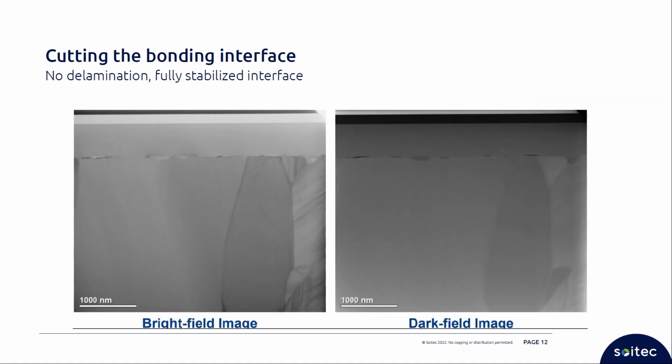If you cut the bonding interface, we observe absolutely no delaminations. We have a fully standard interface in these TEM pictures. You can see here we have the mono-SiC thin layer. Here you have the poly-SiC. We rely on just a small bonding interface.